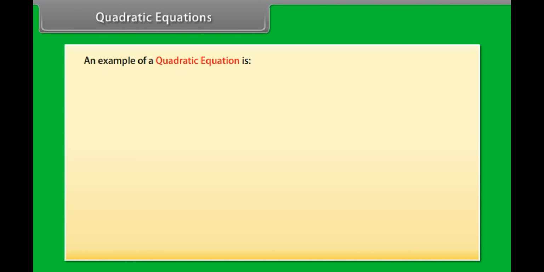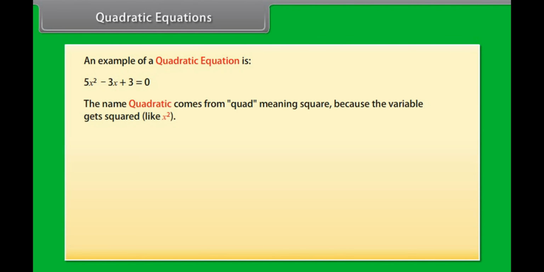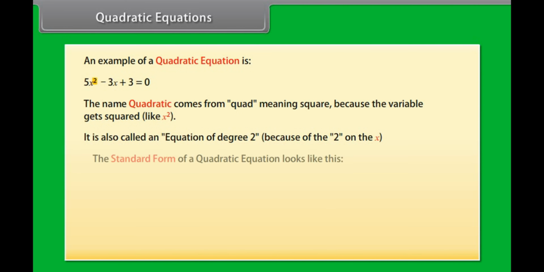Quadratic equations. An example of a quadratic equation is shown. The name quadratic comes from quad, meaning square, because the variable gets squared, like x square. It is also called an equation of degree 2, because of the 2 on the x. The standard form of a quadratic equation looks like this: ax square plus bx plus c is equal to 0.